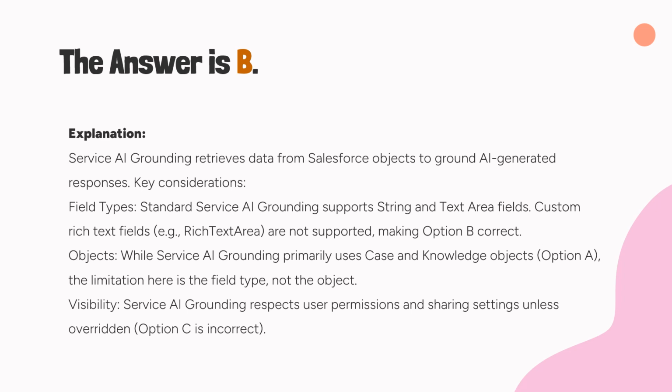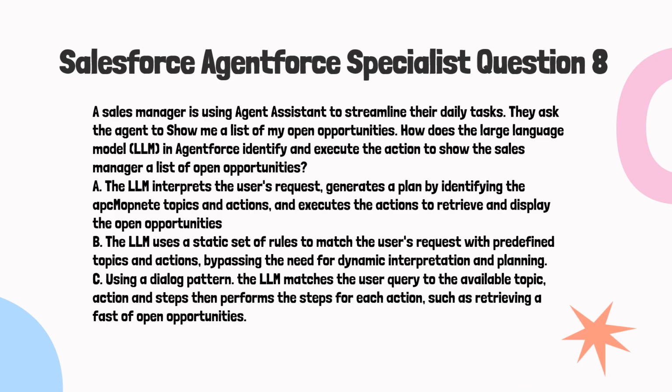Objects. While service AI grounding primarily uses case and knowledge objects, option A, the limitation here is the field type, not the object. Visibility. Service AI grounding respects user permissions and sharing settings unless overridden. Option C is incorrect.